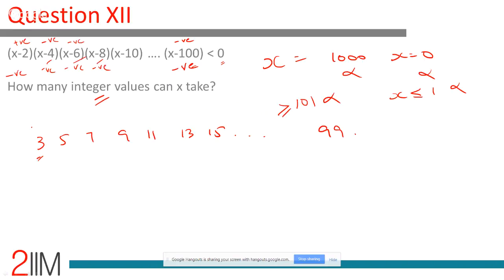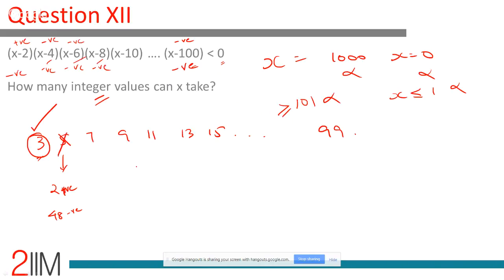So 3 will work. For our first winner, x equal to 3 works. Put x equal to 5. X minus 2 is positive. X minus 4 is also positive. We have 2 positive terms. From x minus 6 onward, it becomes negative. 48 negative terms. Even number of negative terms.